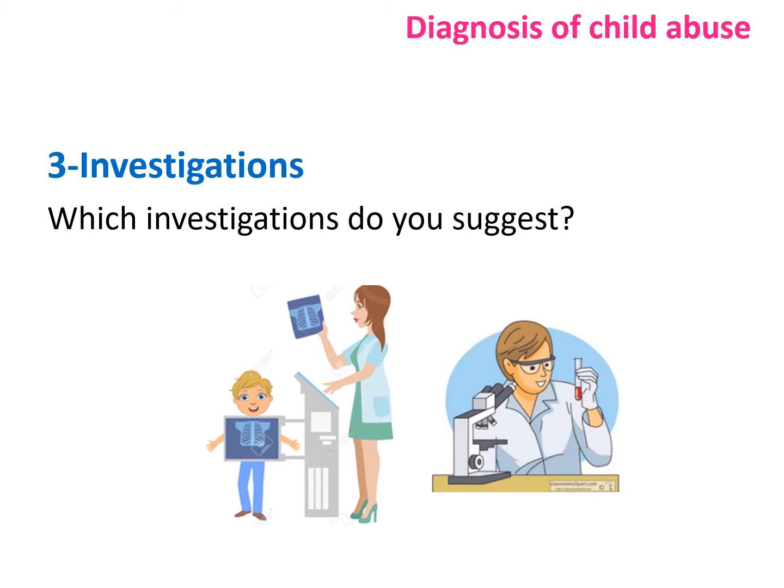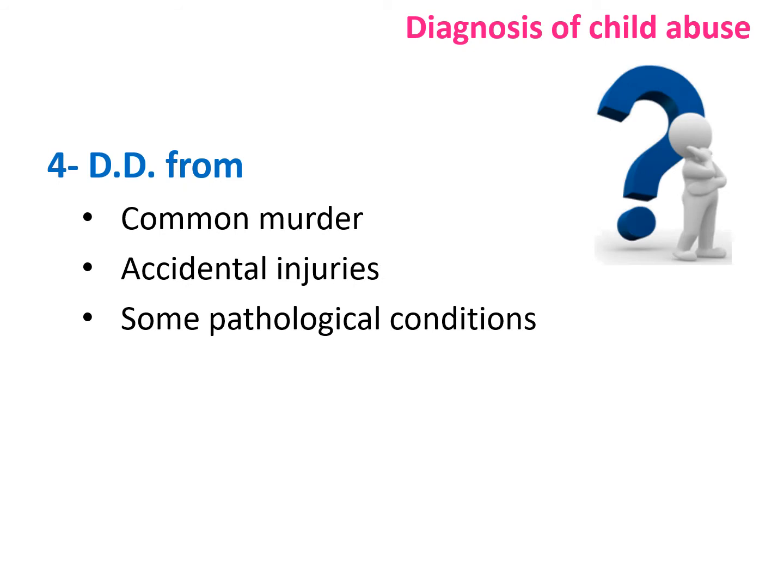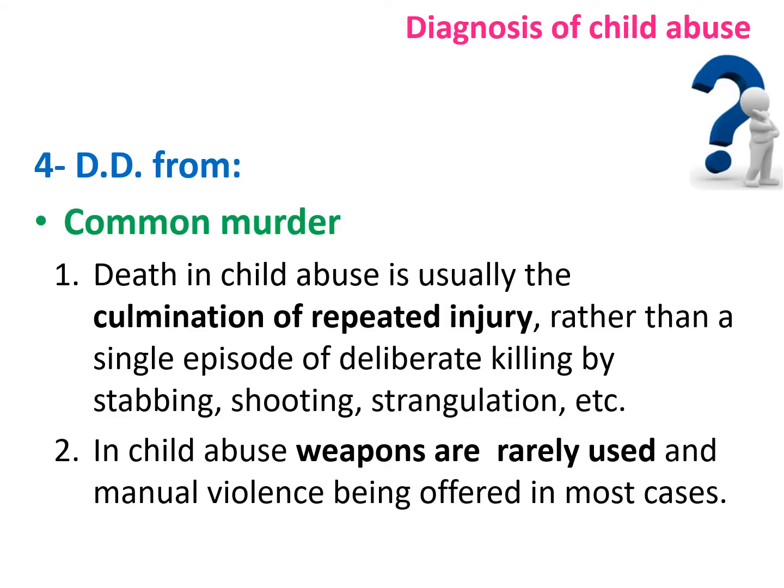So this is the third category, differential diagnosis. We have to differentiate child abuse from the following: common murder, accidental injuries, and some pathological conditions. To differentiate child abuse from common murder, you should bear in mind that if child abuse led to death, it will be due to the culmination of repeated injury, rather than being a single episode of deliberate killing.